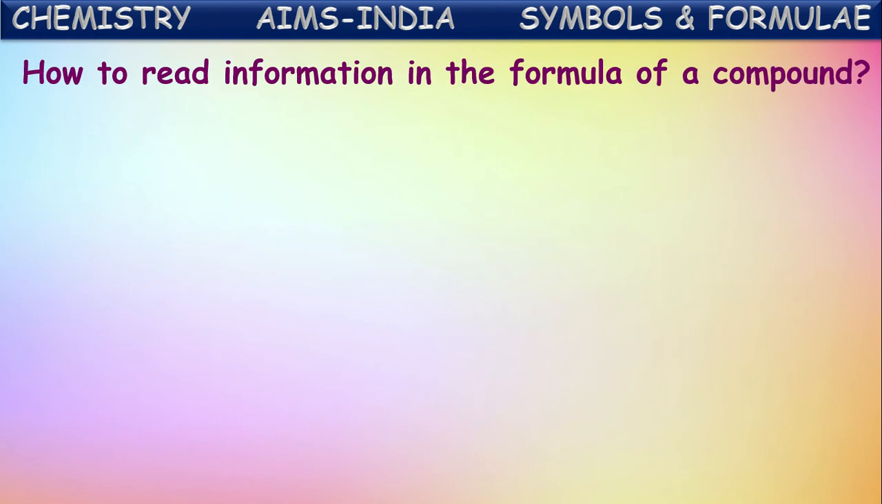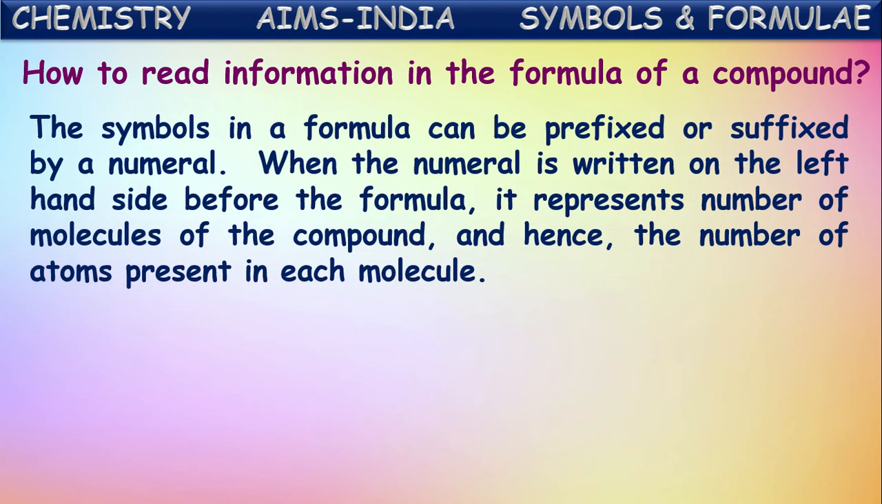So how to read the information from the formula of a compound? If a formula is given, what information can we read from that formula? Let us see that here. The symbols in a formula can be prefixed or suffixed by a numeral. When the numeral is written on the left hand side, that means before the formula, it represents the number of molecules of that compound and hence the number of atoms present in each molecule.